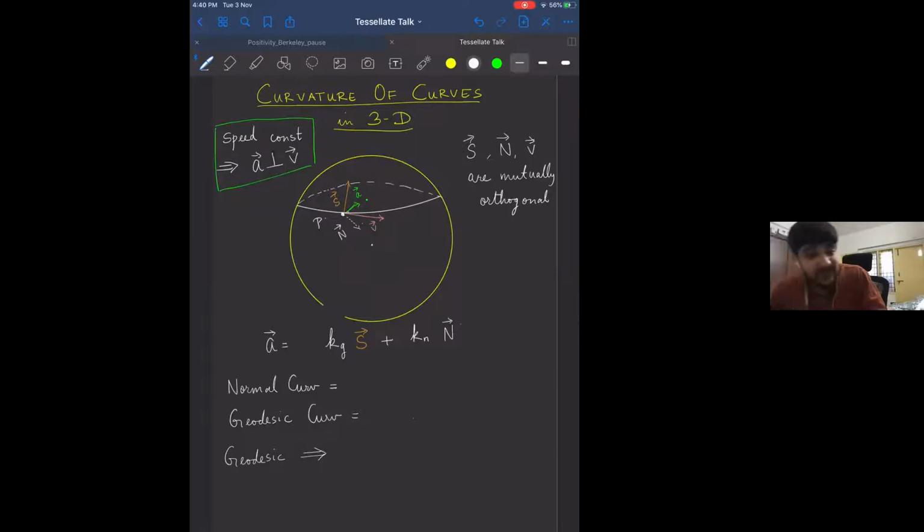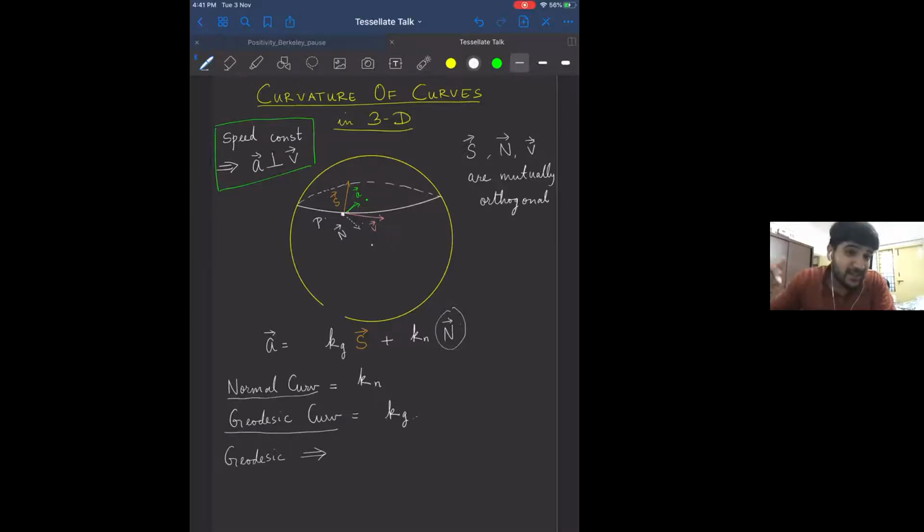So this normal is the inward pointing normal to the sphere, and the inward pointing normal is, of course, towards the center of the sphere, right? So that's this n. And so I can decompose the acceleration into a component along S, a component along n, and I define the normal curvature as the component along n. I define the geodesic curvature as the curvature along G.